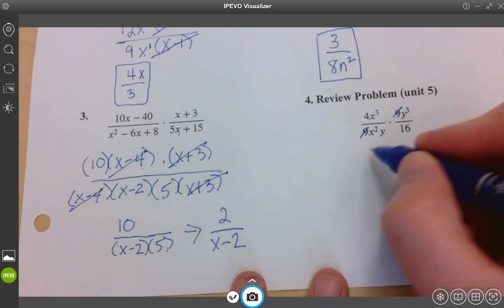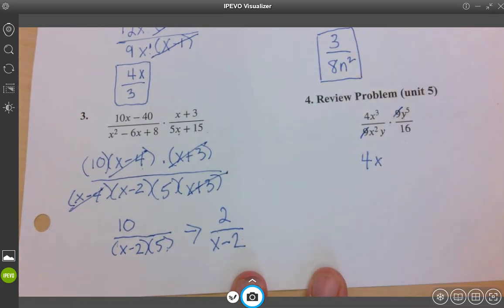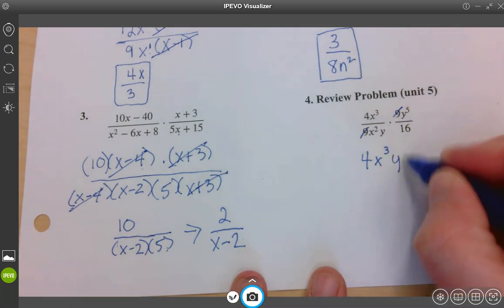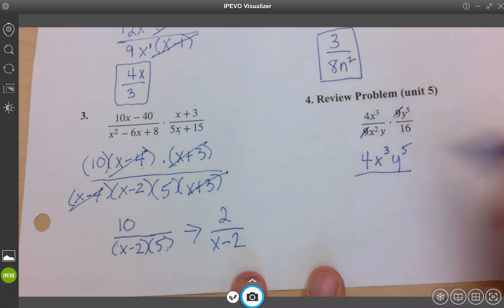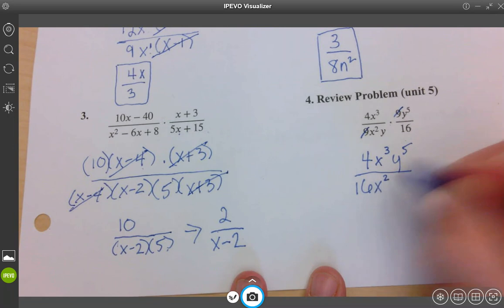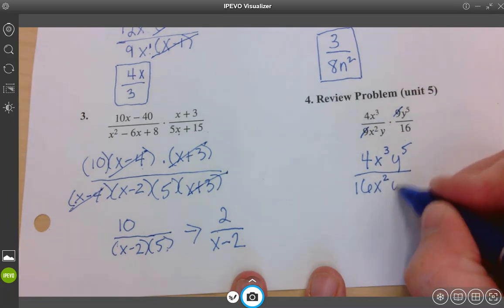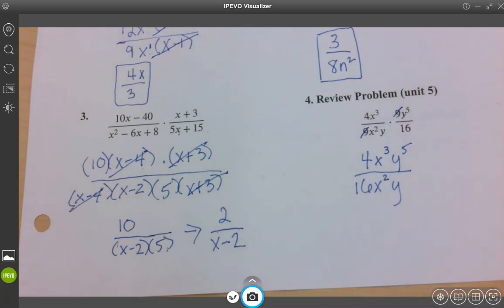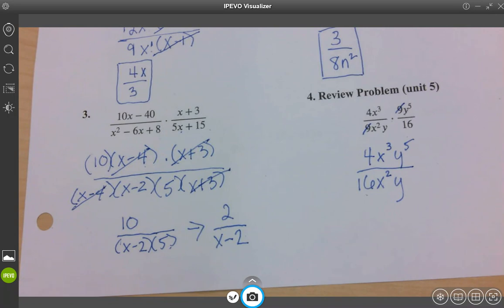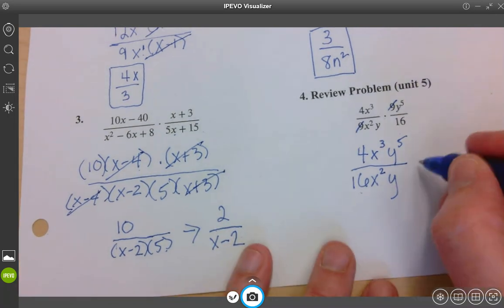So now let me do 4x to the 3. I have the worst eyesight. Y to the 5 over 16 x squared y. All right. Anything simplify? Tell me one thing that simplifies. 16. Yeah, so 4 over 16 is equal to what fraction? 1/4. Very good.